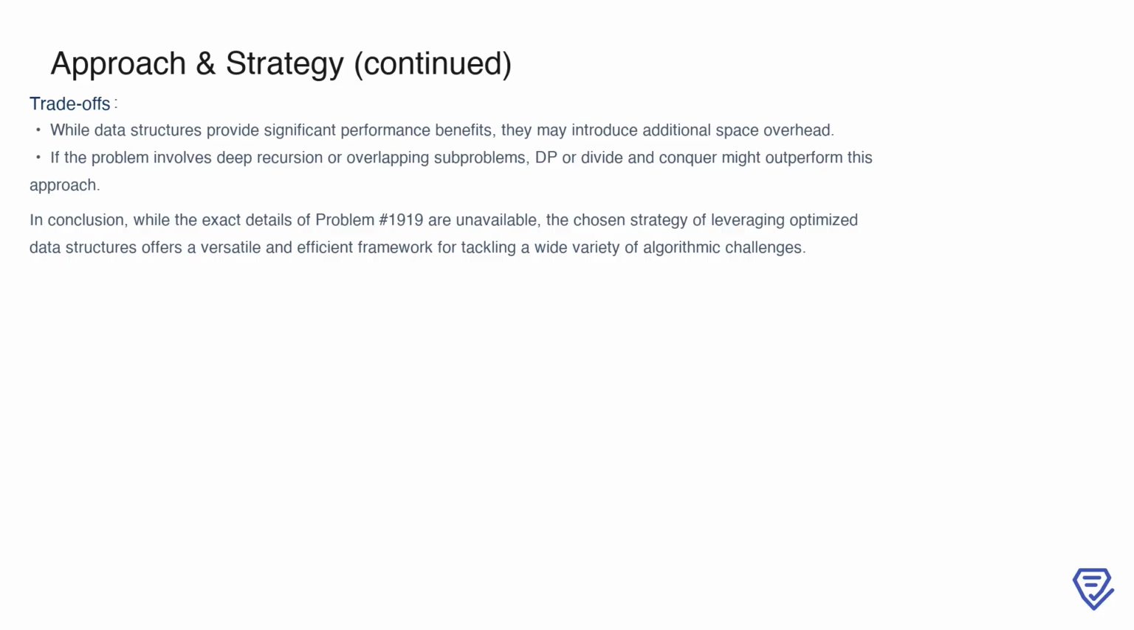Ultimately, even though the details of problem number 1919 are unavailable, leveraging optimized data structures provides a flexible and efficient framework for tackling a wide variety of algorithmic challenges. This approach aligns well with common patterns seen in competitive programming, offering a balance between efficiency and practicality that makes it a dependable choice for solving complex problems.